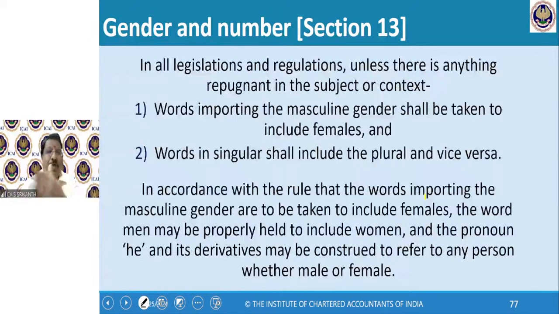Gender and number. Words importing the masculine gender shall be taken to include female also. Okay, so wherever the word he is used, she is also included. So you did not write he or she. If you write he, it's enough. But why did they say masculine gender? Why can they not say words importing the female gender shall be taken to include men also?